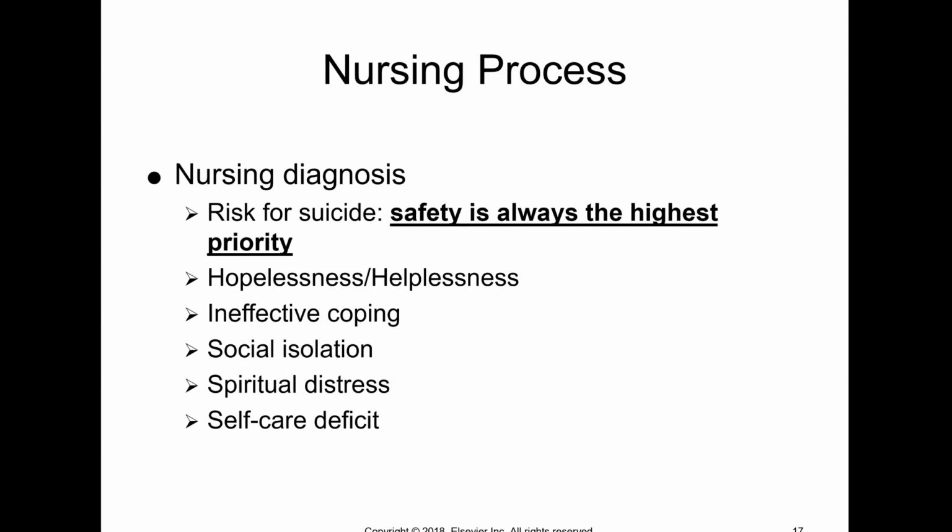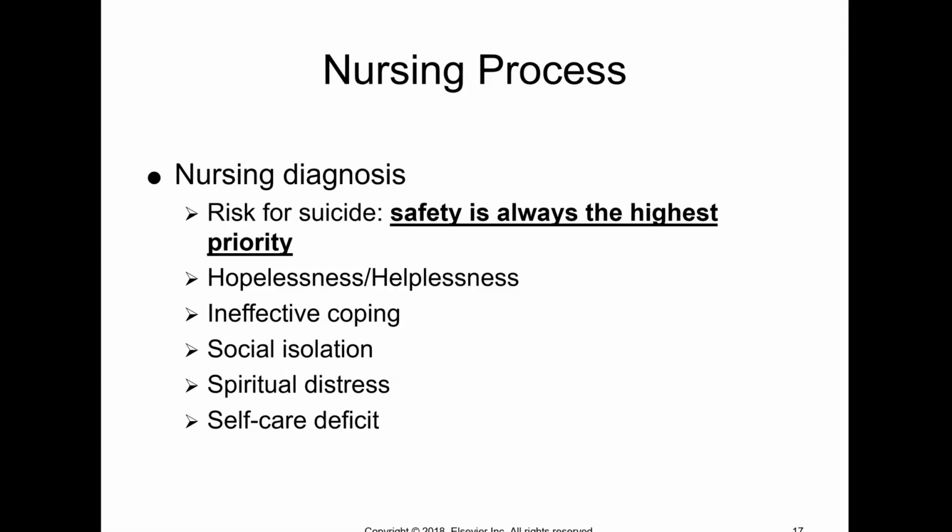So, nursing diagnoses. Risk for suicide, because safety is always the highest priority, period. Because is ineffective coping important, or social isolation, or nutritional deficit, or altered sleep patterns important? Of course it is. But it is all a moot point if you're dead. If the patient slips through the cracks of safety and the patient commits suicide, the rest of it doesn't matter. So risk for suicide is always the highest priority.